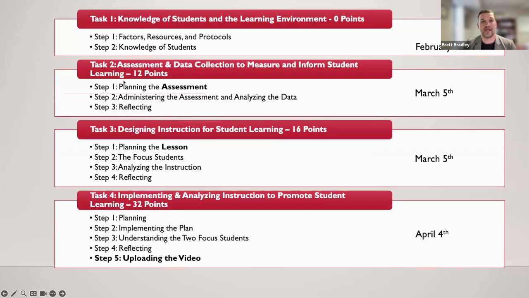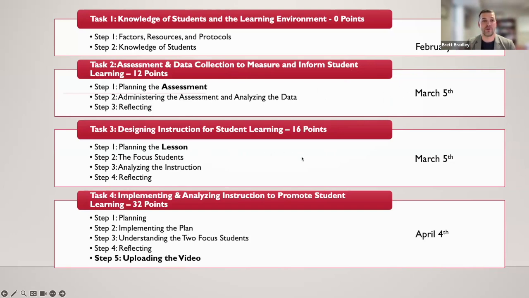The other thing to note is that tasks 2, 3, and 4 are all scored by different people. So when you submit task 2, somebody that is in your field, so if you're a special education teacher, somebody that's special education certified is going to score your task 2. And that's it. They don't get to see what you did for task 3 or task 4. They only get to see what you did for task 2. Okay? And they're going to score you based on that alone.